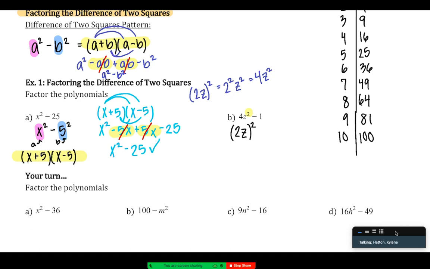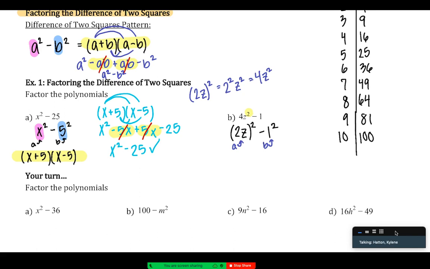And then for the 1 part, 1 is just 1 squared. 1 is 1 to any power. So we can rewrite that as (2z) squared minus 1 squared. And now we can see what our a and b should be. So a is 2z, the part that's being squared, and b is 1.